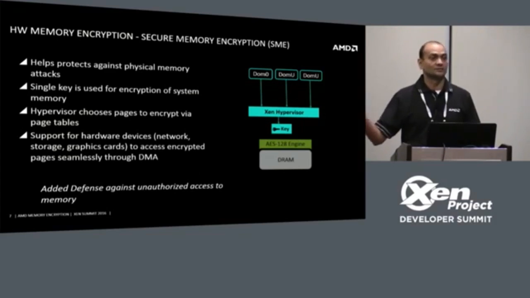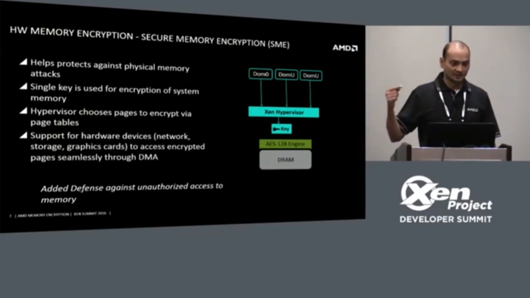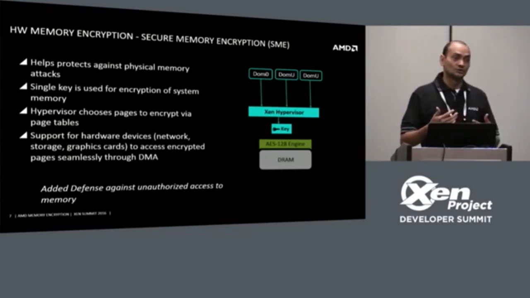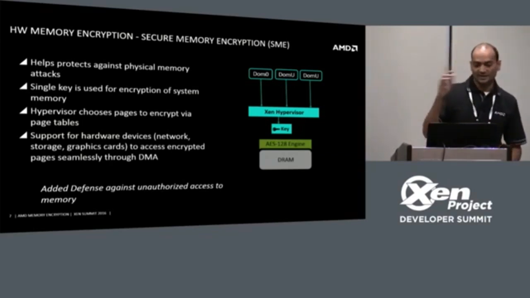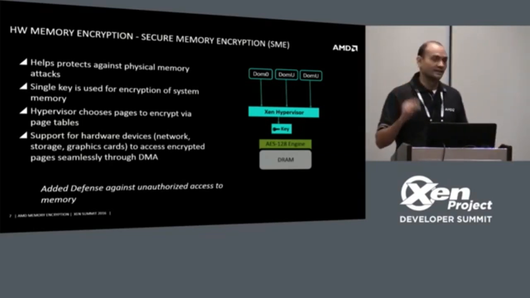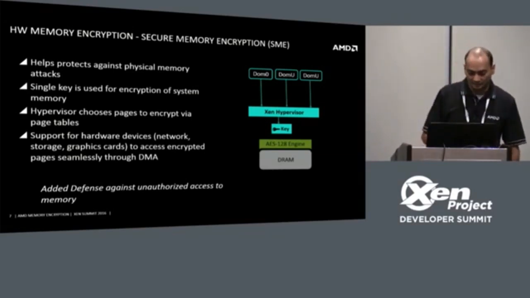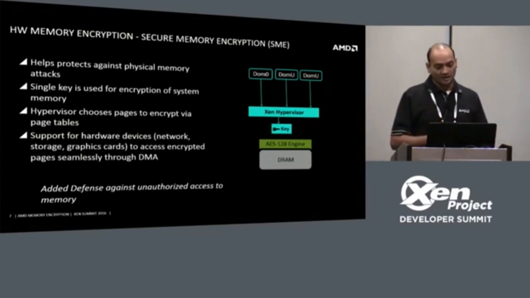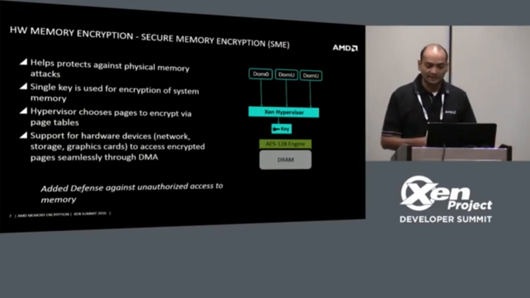PSP is what we call the platform secure processor. The key is stored in the PSP, and then all the memory gets encrypted using that random key. The operating system or hypervisor can choose which page can be encrypted through the page table. There is a bit in the page table. If you set that bit, then memory gets encrypted and decrypted as and when it gets read or written. And again, the hardware devices can still do DMA using encryption and decryption methods.